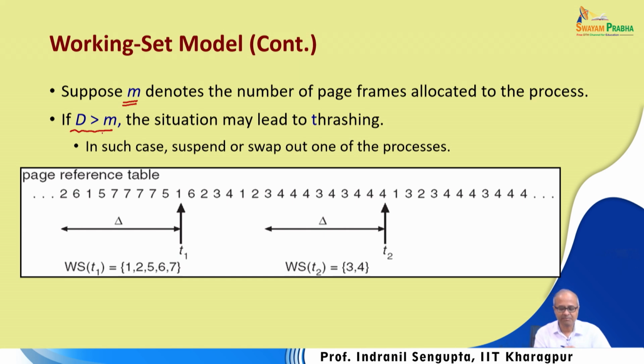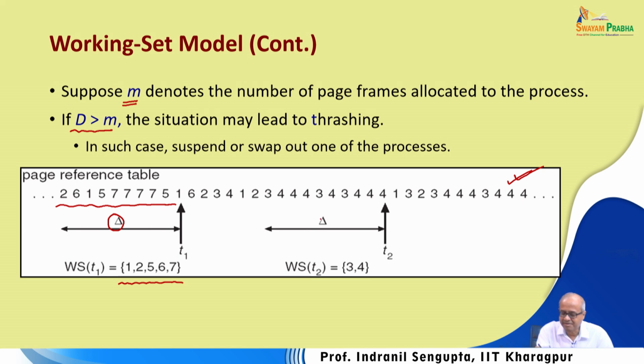Let us take a small example. Let us take this page reference string as shown at the top, 2 6 1 5 7 7 7 7 and so on, and we look at a sample value of delta. This is my working set window, and it encompasses 10 memory references. In the first 10 memory references of this page reference string, the set of pages included are 1, 2, 5, 6 and 7. There are 5 pages being accessed in this window, and this delta moves along the axis of time as the instructions get executed.